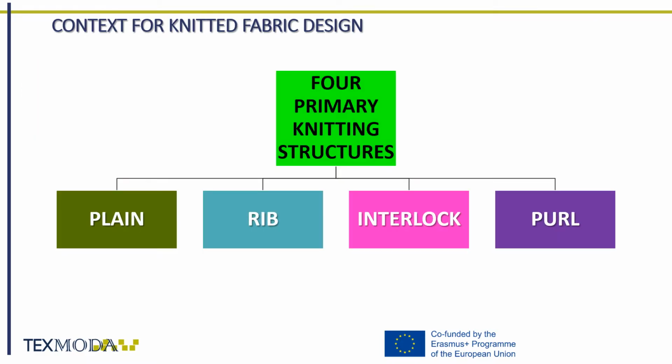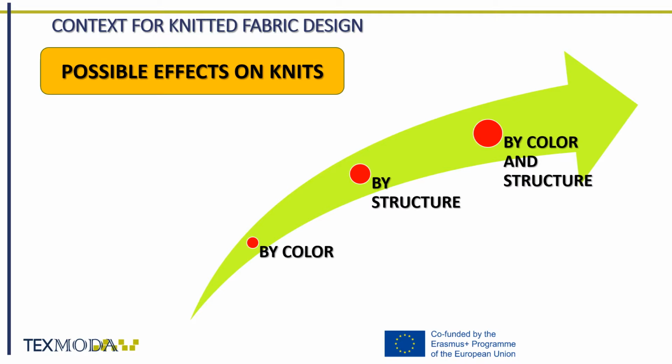The four primary structures, plain, rib, interlock, and purl, are the base structures from which all weft knitted fabrics and garments are derived. Each is composed of a different combination of face and reverse matched stitches, knitted on a particular arrangement of needle beds. Each primary structure may exist alone, in a modified form with stitches other than normal cleared loops, or in combination with another primary structure in a garment length sequence. Possible effects on knits based upon color, structure, and a combination of these two are demonstrated in the following slides.